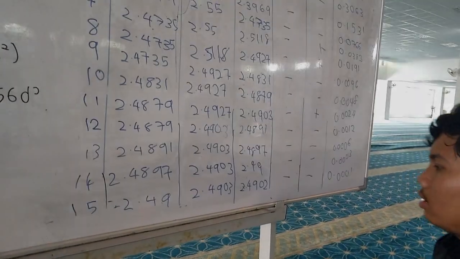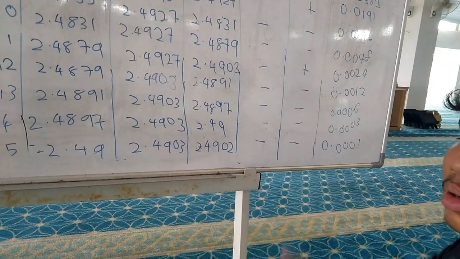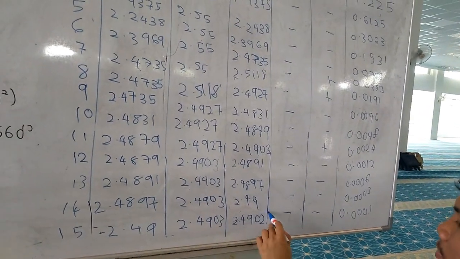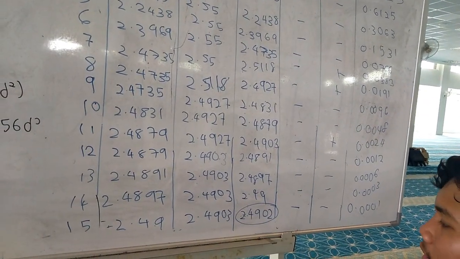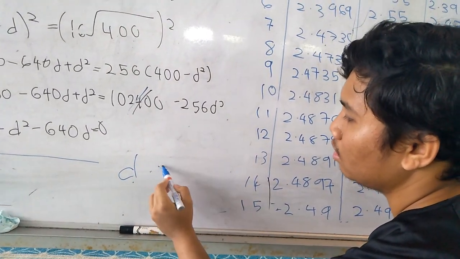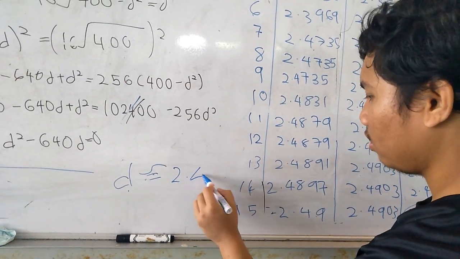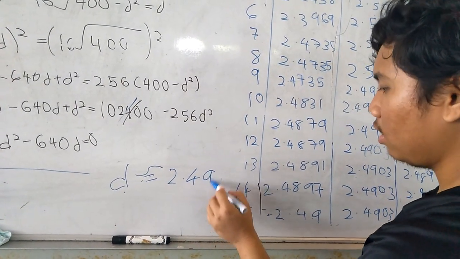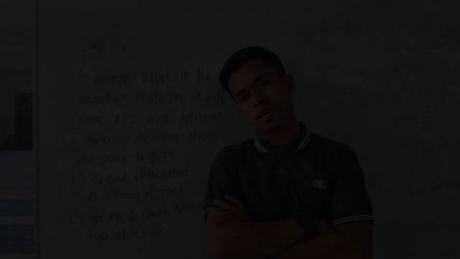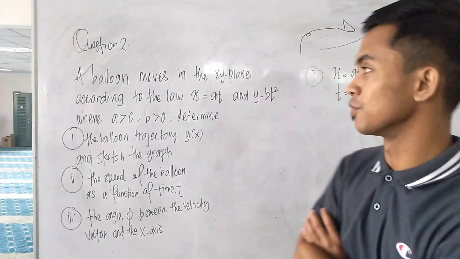Okay, at the end you will get the error, the same as in question 1. So this median will be the final answer. So D is 2.4902. This is question 1. Next, we need to solve question 2.